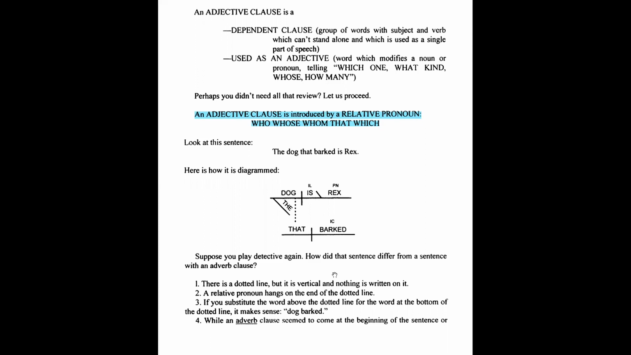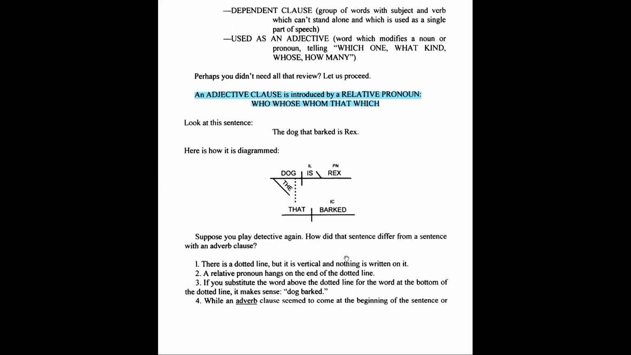While an adverb clause seemed to come at the beginning of a sentence or after the main clause, the adjective clause came between the subject and the verb of the main clause. It came right after the noun it modified. This is important. The adjective clause comes right after the noun it modified. We have this same principle with single word adjectives and adverbs and phrases that were adjectives and adverbs.